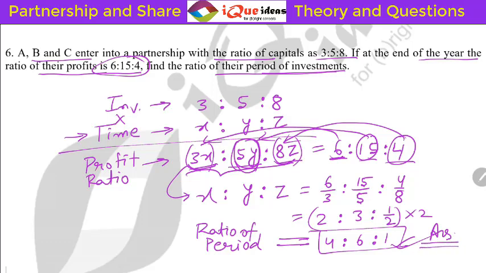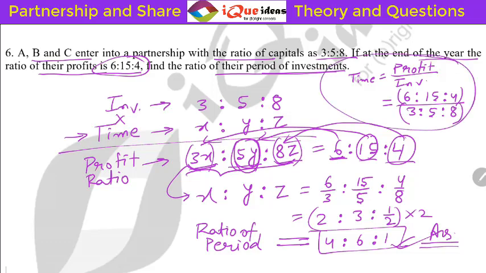Right? So this was a very interesting concept. Instead of writing all these things, you could have directly taken time is equal to profit divided by investment. Why? Because when we calculate profit, for profit we multiply time and investment. So directly for time we can do profit by investment. And the profit was 6 is to 15 is to 4. Alright. So correspondingly divide this whole ratio by the investment, that is 3 is to 5 is to 8. So that also would have given the same result. But I'm saying that you can do this directly also. Okay. Now let's take up the next question.